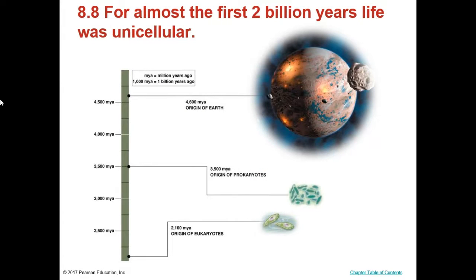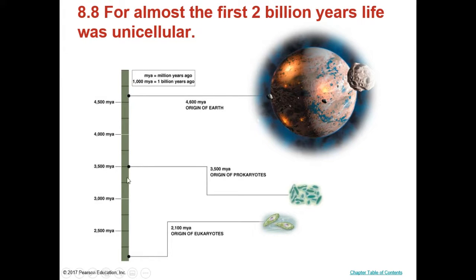So, just a quick little timeline in terms of the evolution of life here on Earth, starting off 4.6 billion years ago. I know I'm showing you this timeline in millions of years, but 4,600 million years ago means 4.6 billion years ago.